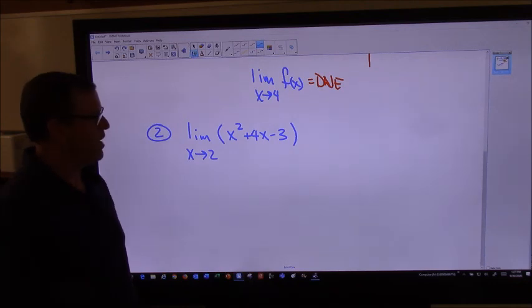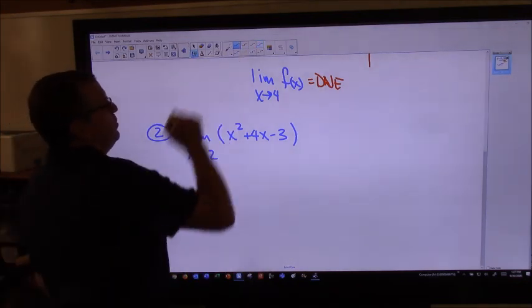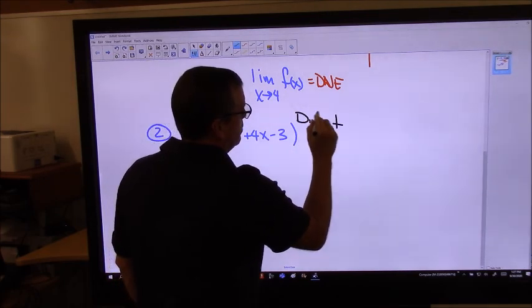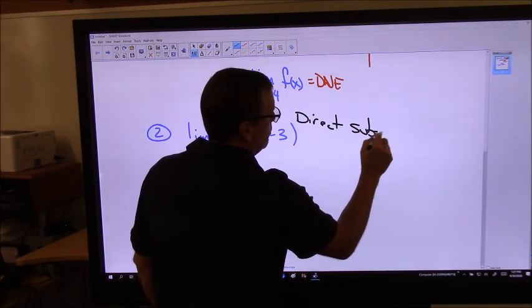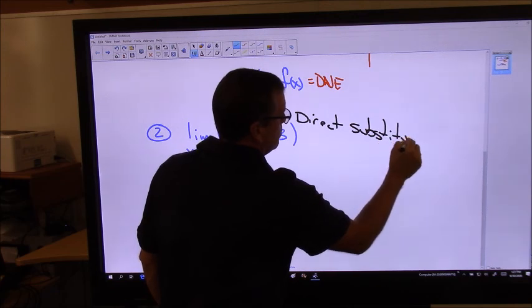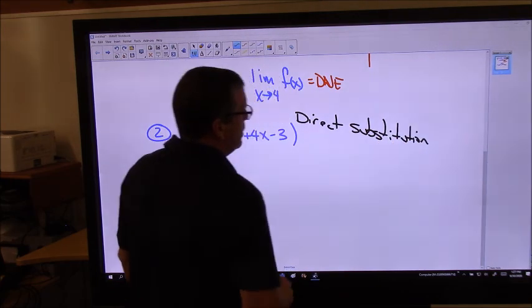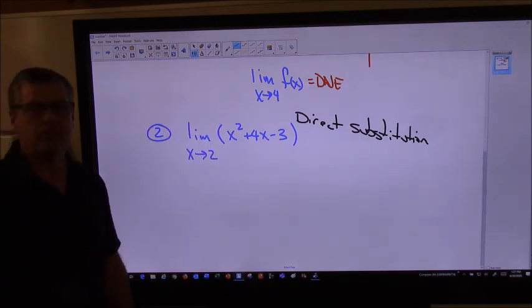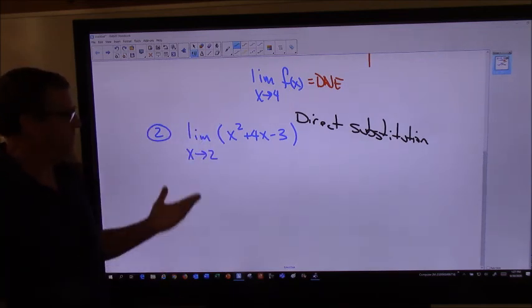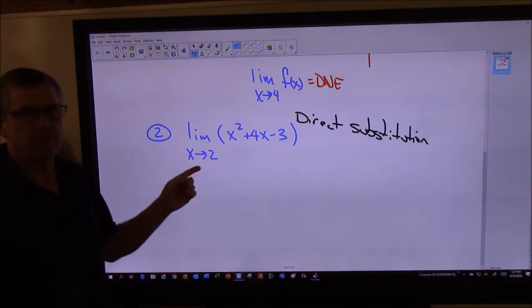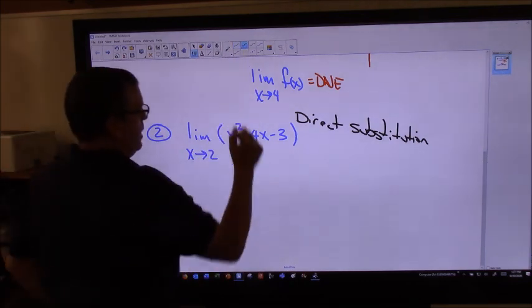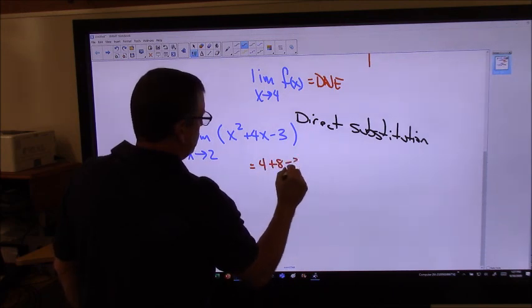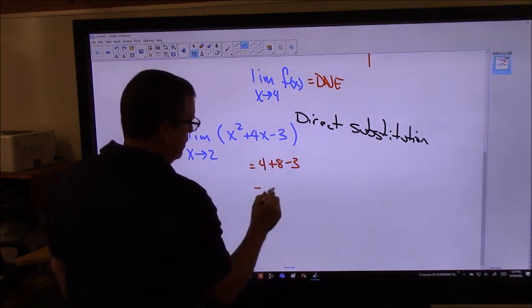And so when this happens, we have what we call direct substitution. And what it means is I'm just going to take that number and just substitute it right in there. I'm just going to plug it in. It's just like saying if this is f of x, what's f of 2? So my answer is 4 plus 8 minus 3, and that's going to equal 9.